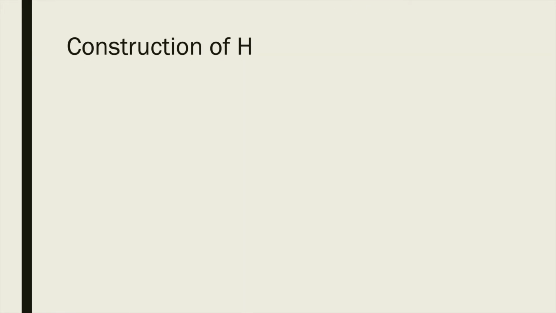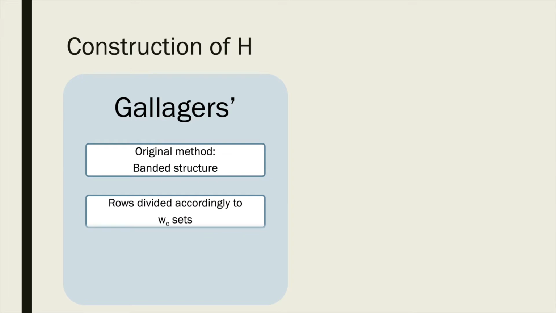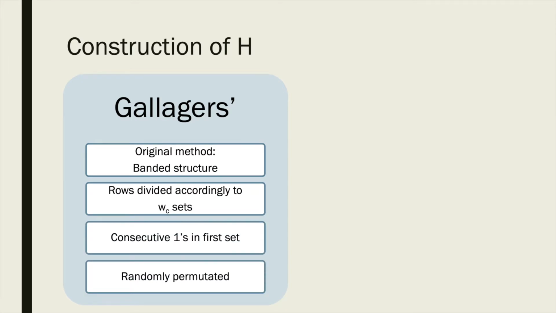There are two major construction methods of LDPC. The original construction of LDPC was presented by Gallager. The parity check matrix H has a banded structure. The rows of Gallager's H are divided into a number of sets according to its defined column weight. The distribution of non-zero entries follows the following rules.